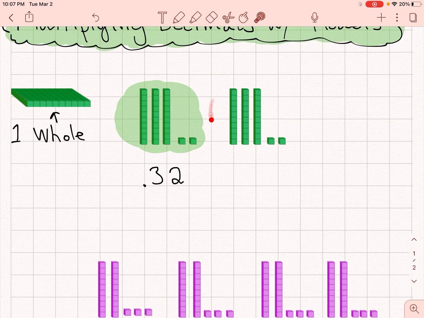Now, how many groups are there? There are 2 groups. So in this multiplication, we're multiplying 32 hundredths times 2. Now to do that, to begin with, we'll multiply the hundredths. So 2 hundredths times 2 equals 4 hundredths. Go ahead and add the decimal now because I know it's hundredths. 4 hundredths.